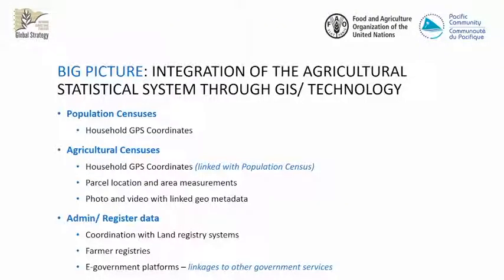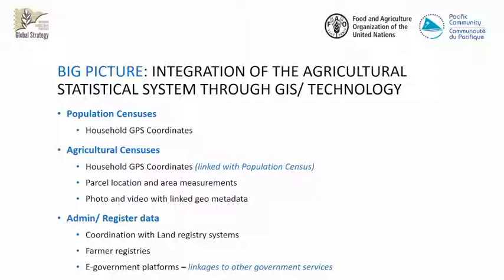So, agriculture and the statistical system. Like I said on the first day, in the past few years, I've been involved in the development of computer-assisted personal interviewing or tablet applications for agricultural statistics. And one of the main things, the main request we've received through CAPI, is integration of GPS coordinates.